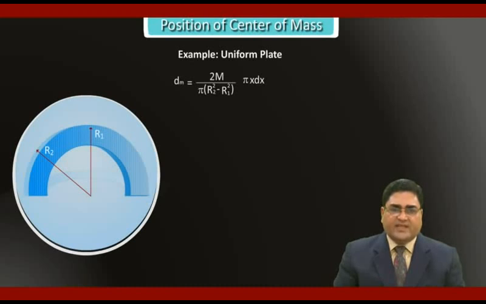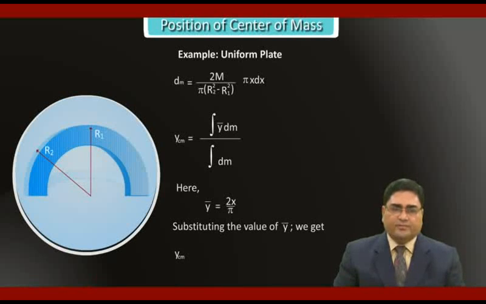Now we can find ycm equal to integration y bar dm upon integration dm, integrating from R1 to R2. What is y bar here? Y bar is 2x upon pi. Substitute the value of y bar and put the limits from R1 to R2. We will get the same result, that is ycm equals 4 multiplied by R1 square plus R1 R2 plus R2 square divided by 3 pi into R1 plus R2. This is the required result.